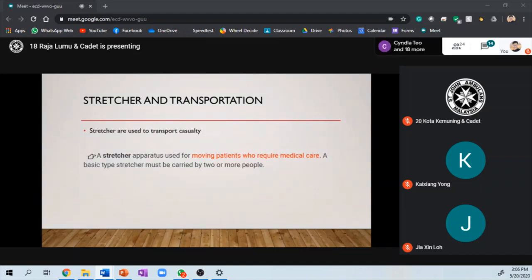A stretcher is actually used for moving a patient who requires medical care. A basic type of stretcher must be carried by 2 or more people. It is impossible to carry by 1 person.